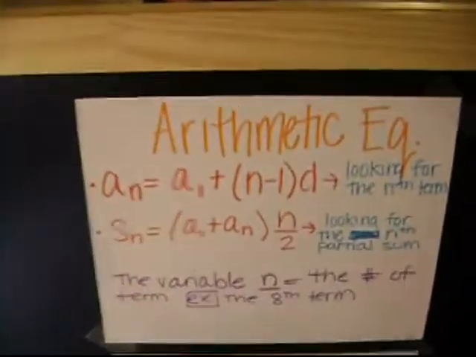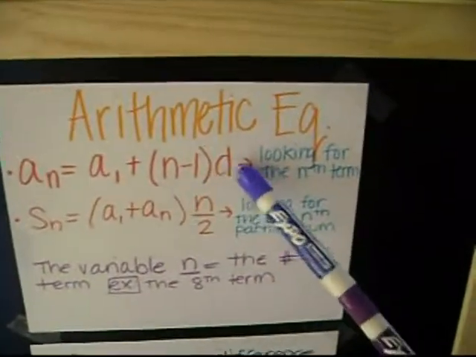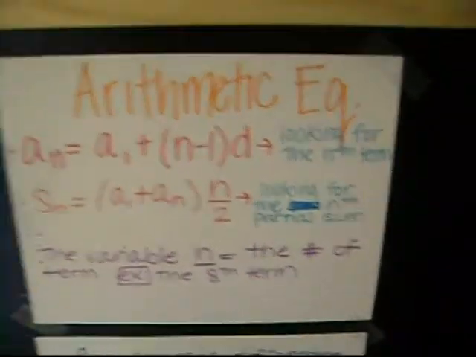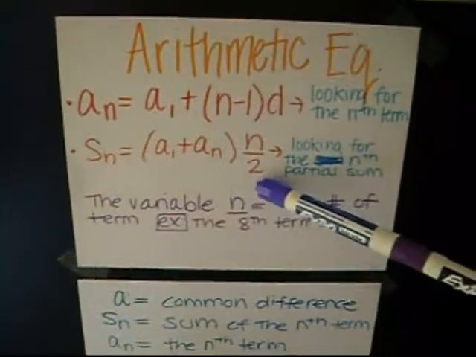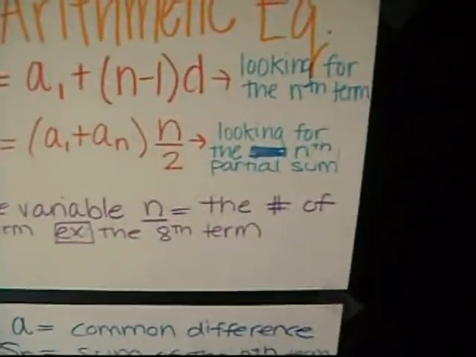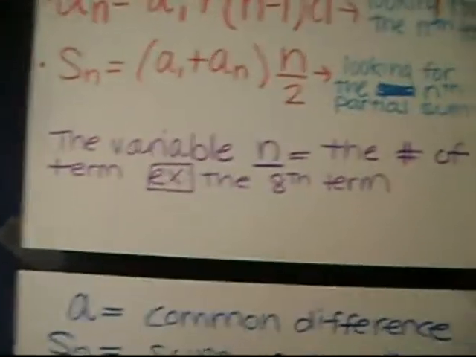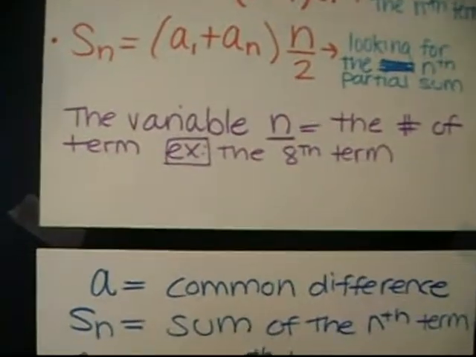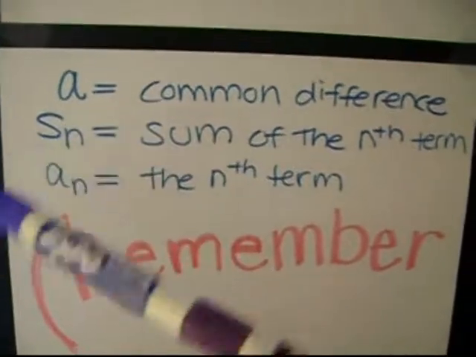Now take it away. All the formulas you'll ever need for an arithmetic sequence are: An equals A1 plus n minus 1 times d, which is for finding the nth term. Sn equals A1 plus An times n over 2, which is for finding the nth partial sum. The variable n equals the number of terms, for example the 8th term. d is the common difference, Sn is the sum of the first n terms, and An is the nth term.